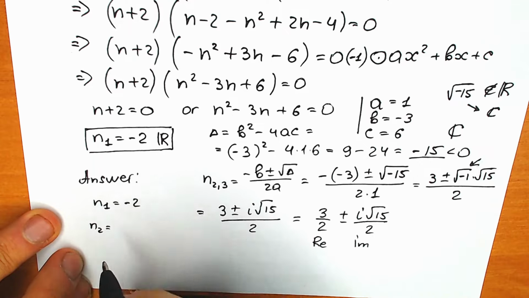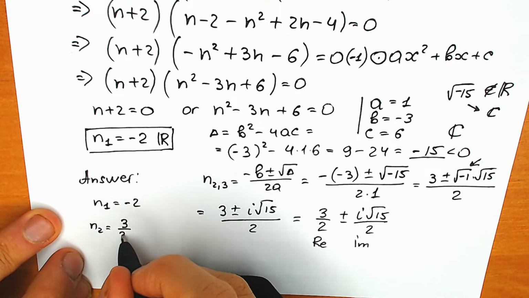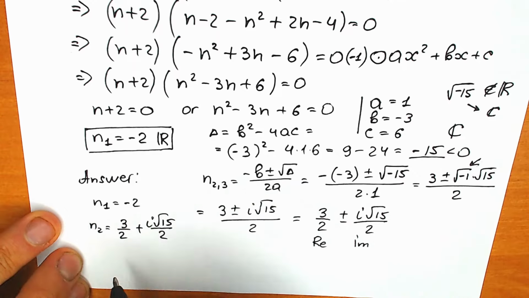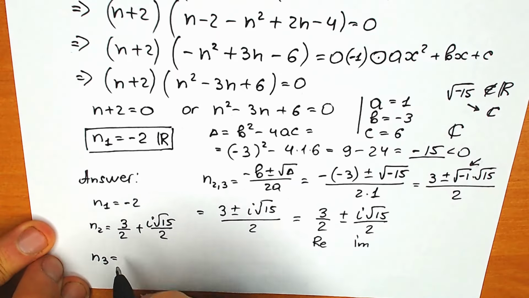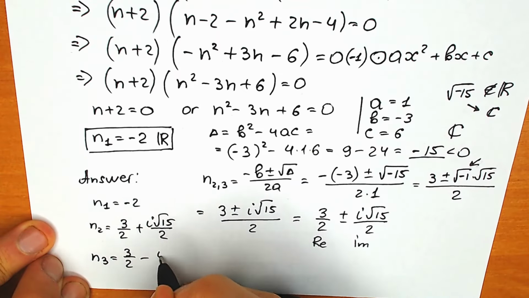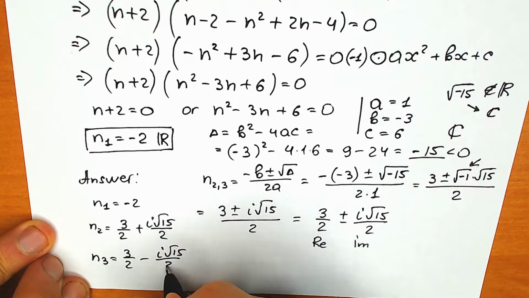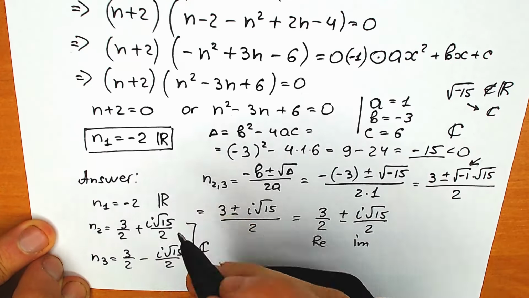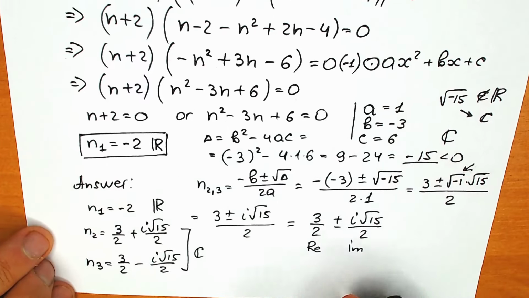And the second is equal to, let's go with the plus sign, 3/2 plus i square root of 15 over 2, and the third is equal to 3/2 minus i square root of 15 over 2. So these two roots are complex roots. This one is a real number root. And right now let's check this root real quick.